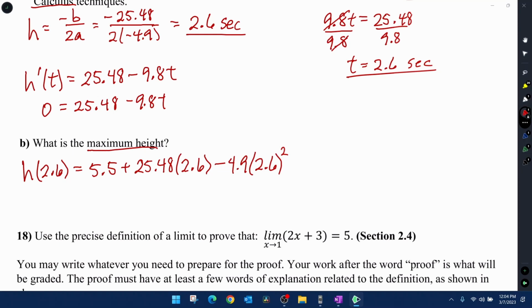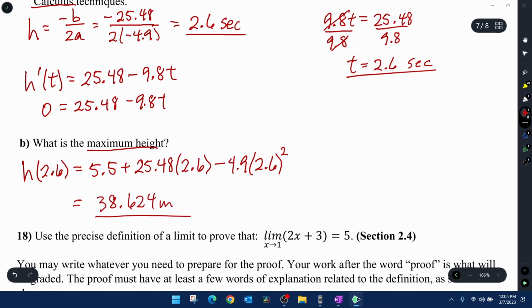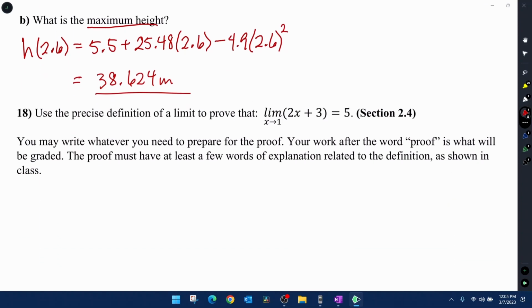I have seen students do all of this work correctly and simply forget to put the squared here. Right? That would be a partial credit issue. Like you're demonstrating that you know what to do, you're just also demonstrating that you're not perfect. And does anybody have an outcome yet? 38.624 meters. Question, can anybody verify that?